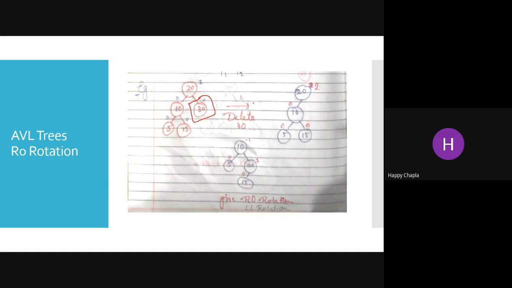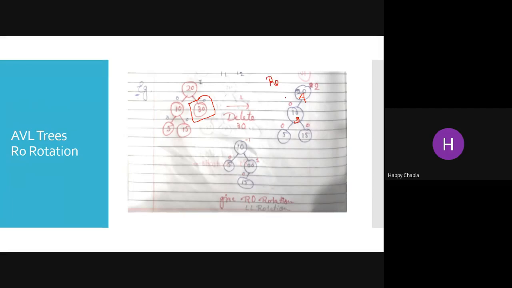Right, now if I'm deleting this 30, what would be the scenario? This is the scenario: your root node has a balance factor of 2. Now in this scenario, the left portion of your tree is heavy. So at which side do you need to rotate your tree? Check, this is your A and this is your B. Which rotation do you need to give? You need to give the R0 rotation.